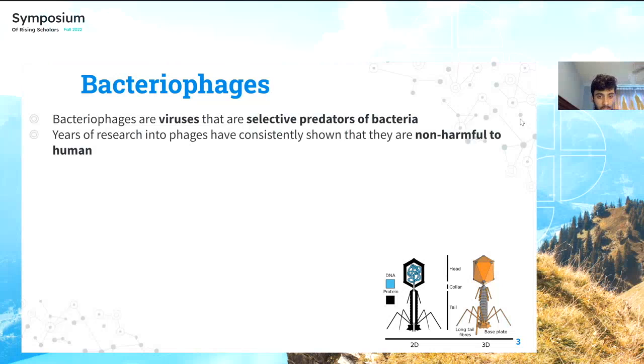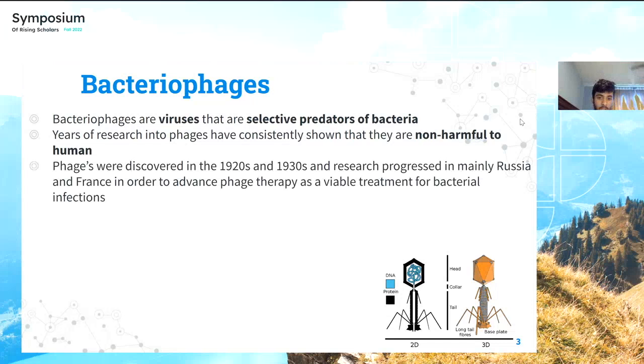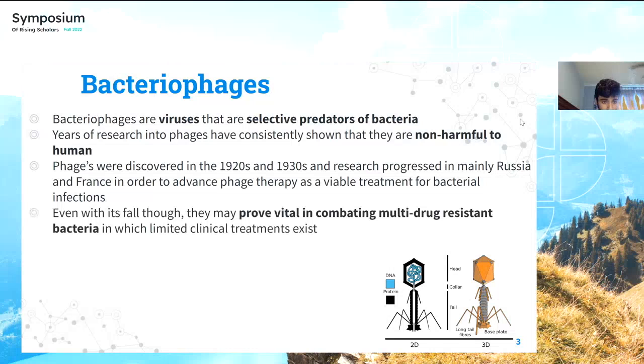Years of human research has consistently shown that they are non-harmful to humans, and they were discovered in the late 1920s and early 1930s. Research progressed, mainly in Russia and France, in order to treat bacterial infections. And note, this is before antibiotics were found, before penicillin was found. So this was the big thing back then, and it was treating stuff like dysentery, cholera, wound infections. Though it fell out of use because of antibiotics, since they were more efficient and easier to produce. It's more of a pharmaceutical thing, where pharmacies tended to choose the option that was cheaper for people and more convenient.